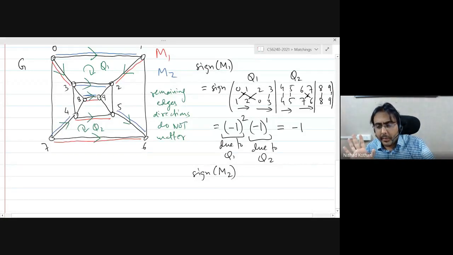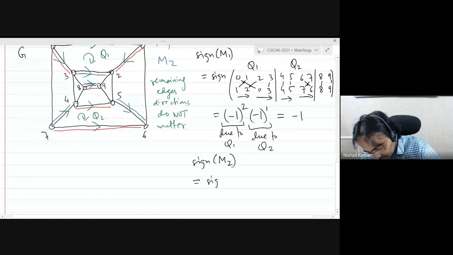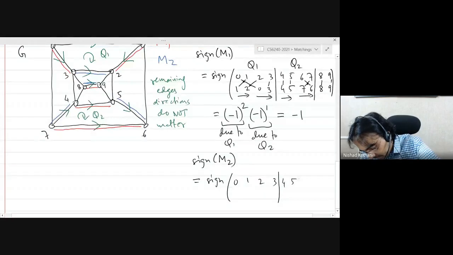Is everything clear what we are doing so far? Are there any questions or concerns? Okay, great. So now let's do the same thing. Let's put 0, 1, 2, 3, 4, 5, 6, 7, 8, and 9.